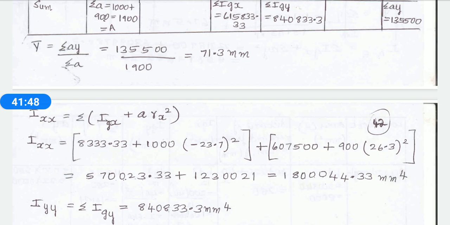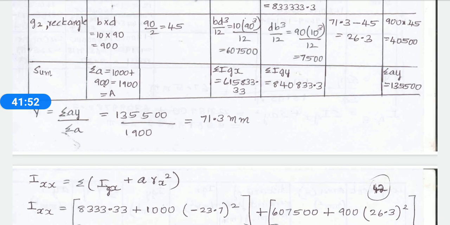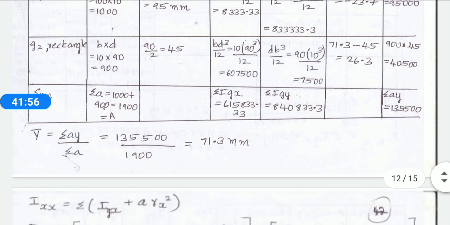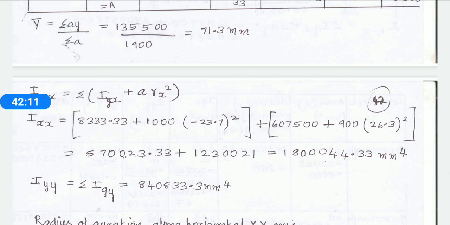If you are not getting it like that, put it as a table and find out your summation of Rx square value. Find out your summation of Rx square and directly substitute into Ixx is equal to summation of IGx plus summation of A into summation of Rx square. When you do that also, your value will be the same. So you got our Ixx value.